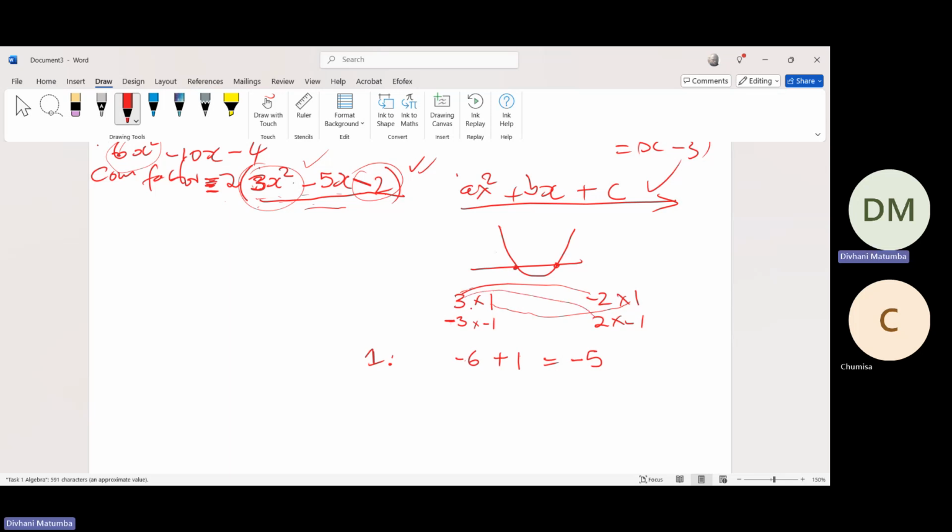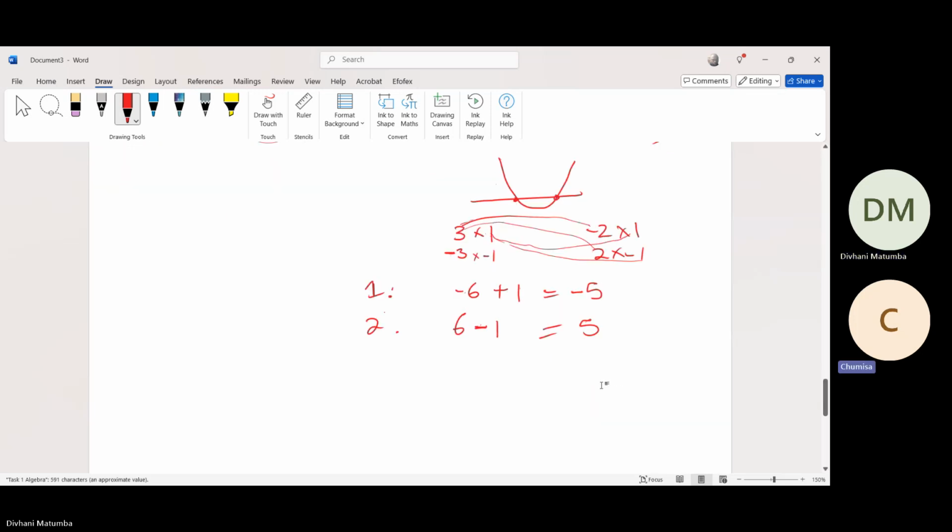3 times 2 will be 6. 6 minus, because I said +1 times -1 will give me -1. This is the second combination. It will give me 5. You agree?